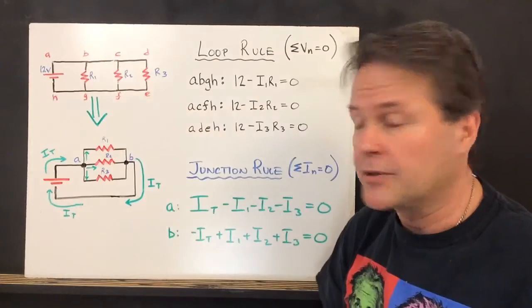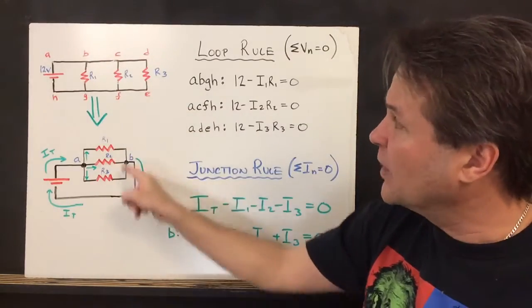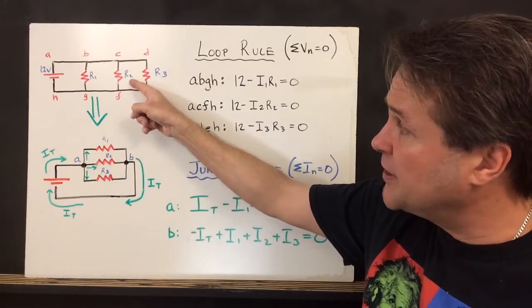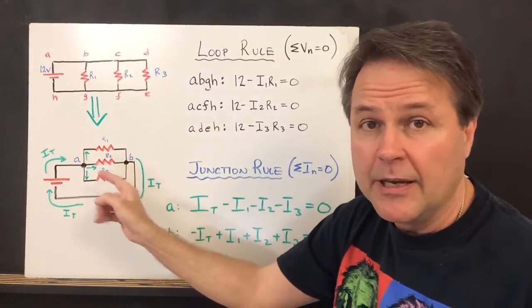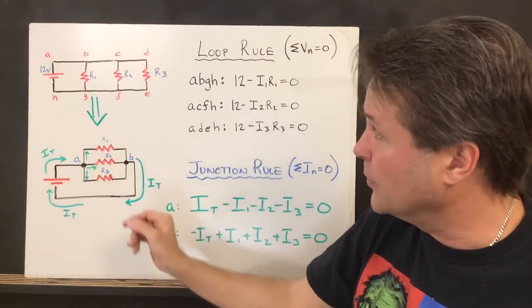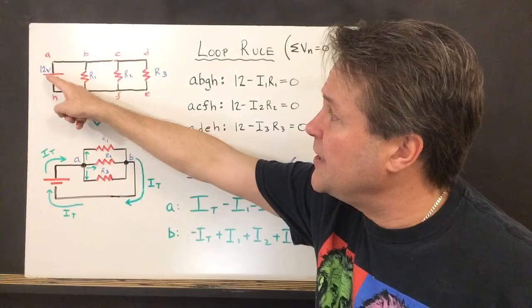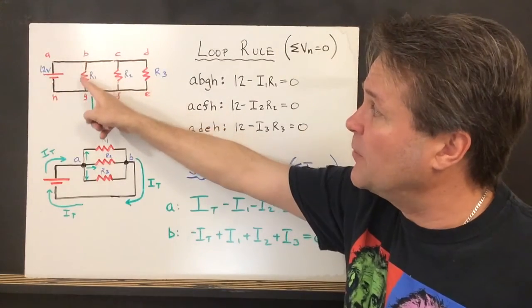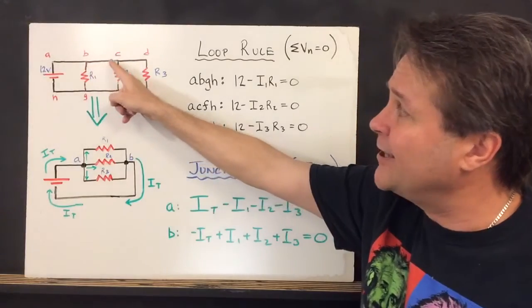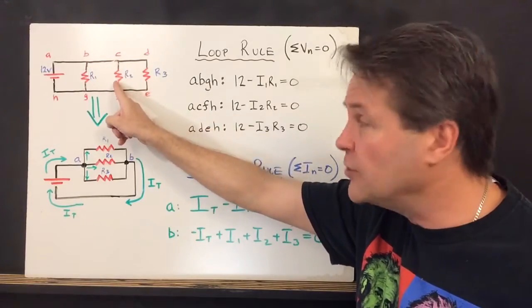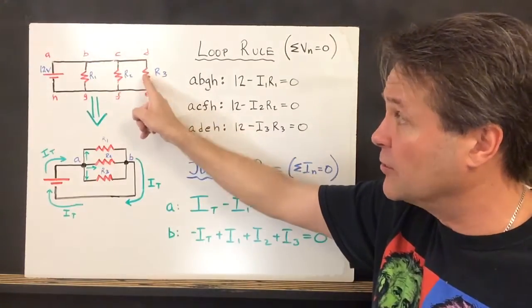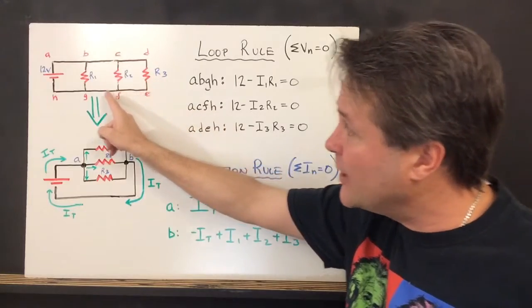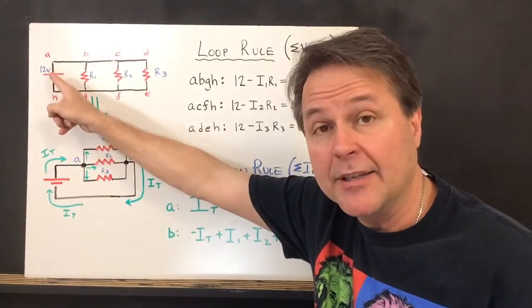each of the resistors. Now the junction rule, what I did for the junction rule is I took this diagram and I redrew it just to make things a little more obvious for you. As we can see, coming from the 12-volt battery, the current splits. Some of it goes into R1, and some of it goes into R2, and some of it goes into R3, and then they all come back together and go back into the battery.